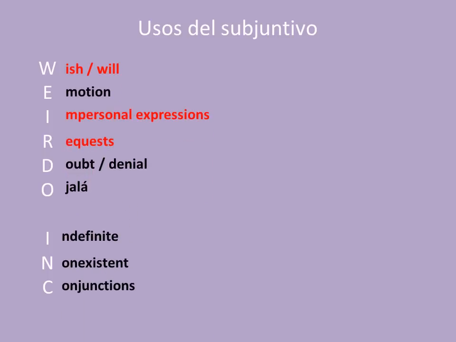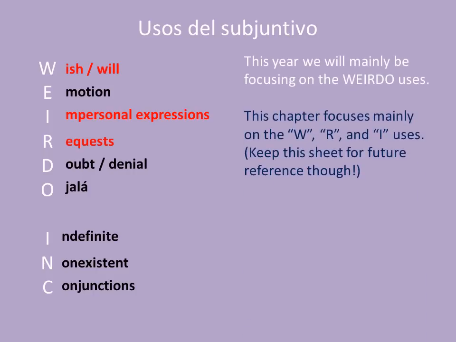Usos del subjuntivo. If you notice, we have our W is wish or will. E is emotions. I, impersonal expressions. R, requests. D, doubt or denial. Ojalá, that's a word that just means, oh, may Allah grant, I really, really hope. Indefinite, non-existent, and conjunctions are all things we're leaving for Spanish 4. But we want you to at least have an overview of everything that we'll get to.